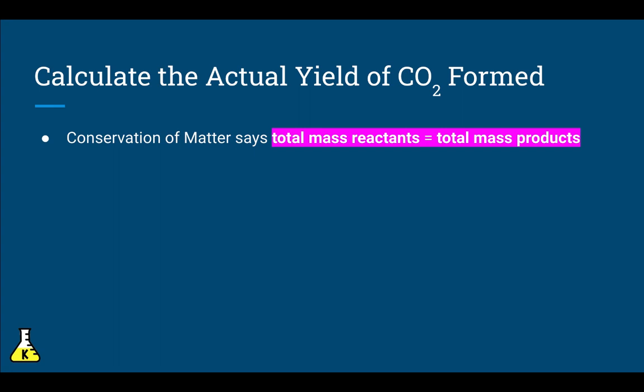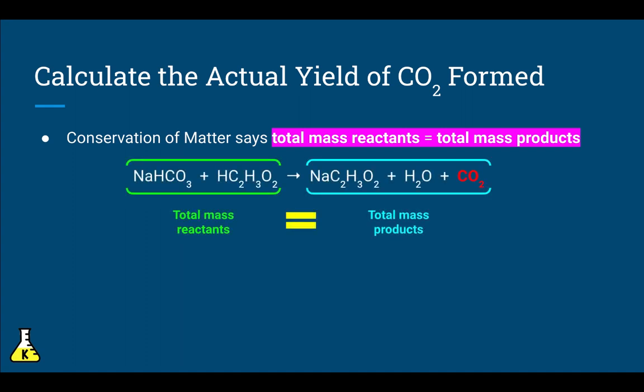What that tells us is that the total mass of the reactants has to be exactly the same as the total mass of the products. Matter is never created or destroyed. Let's take a look at what this looks like using the actual reaction. On the left side, I have my two reactants, the sodium bicarbonate and the acetic acid. On the right side, I have my products, the sodium acetate, the water, and the carbon dioxide. And again, according to conservation of matter, the total mass of the reactants in green on the left should be the same as the total mass of the products in blue on the right.